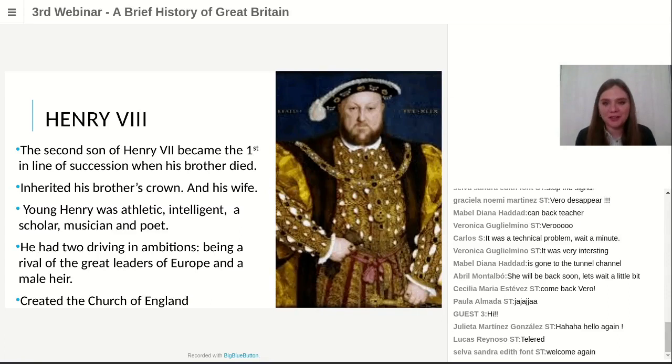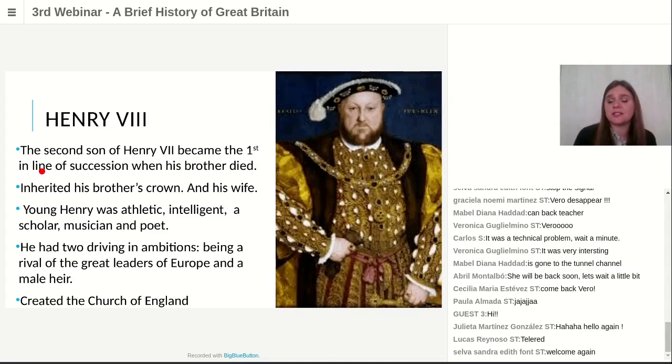And we start with the great Henry VIII. As I said before, the Tudors were a great dynasty. But I think that Henry is the one that makes them more famous. He's very famous because he had many wives. We'll get into that later.